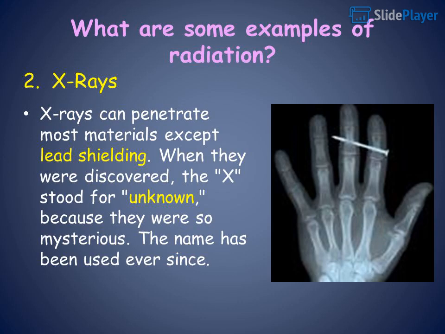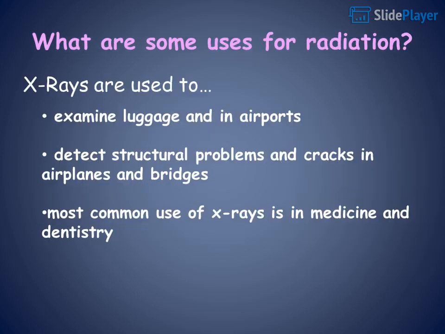What are some examples of radiation? 2. X-rays. X-rays can penetrate most materials except lead shielding. When they were discovered, the X stood for unknown, because they were so mysterious. The name has been used ever since. What are some uses for radiation? X-rays are used to examine luggage in airports, and to detect structural problems and cracks in airplanes and bridges. The most common use of X-rays is in medicine and dentistry.